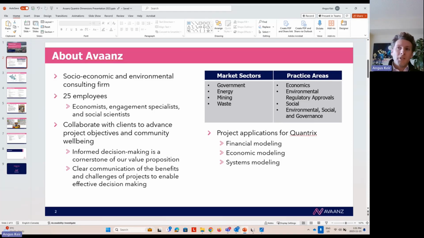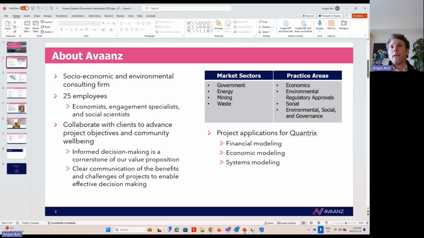So informed decision-making is the cornerstone of what we offer, so people can understand the impacts of projects and understand what it costs to implement projects. Clear communication of benefits and challenges arising from projects allows for effective decision-making. The market sectors that we operate in are government, energy, mining, and waste. And our practice areas are economics, environmental regulatory approvals.